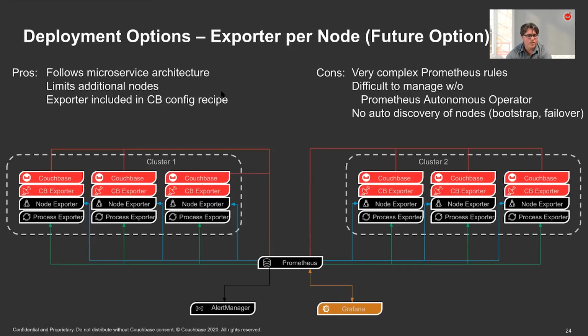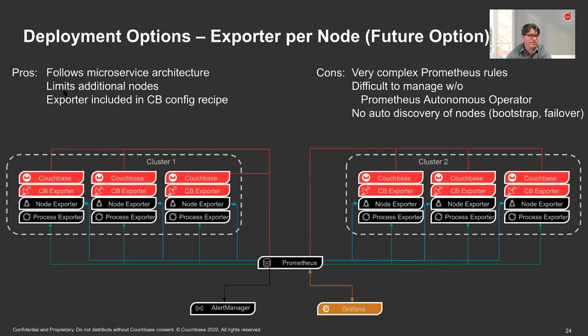What we're working on right now is an exporter per node. So instead of having an exporter outside of each node in the cluster, what we want to do is we want to be able to configure the exporter to say, I am running on a Couchbase node. So I only want to scrape localhost. And so the advantage to that is that it follows the standard microservices architecture. So every Couchbase node has a Couchbase exporter, has a node exporter, and has a process exporter. And every node in the cluster looks exactly the same. And so there's no external process running. There's nothing outside of the nodes to run.